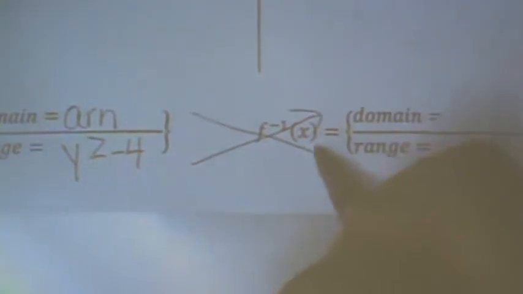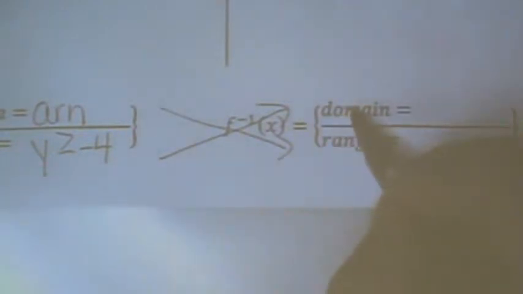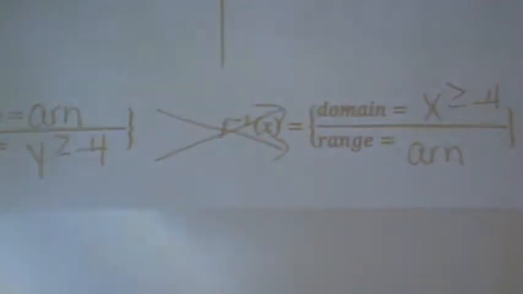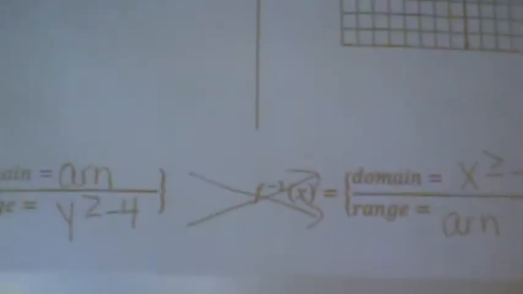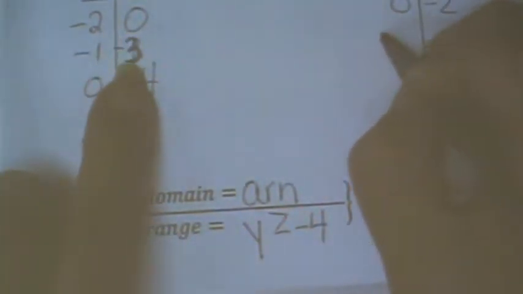So what's going to happen when you switch these around? What's the domain going to end up being when I flip my x and my y? X is going to be greater than or equal to negative 4, and what's my range going to be? All real numbers. These flip-flop. Okay, so how do I generate a table of inverse points? What do I do with these points? Switch them. Flip them.